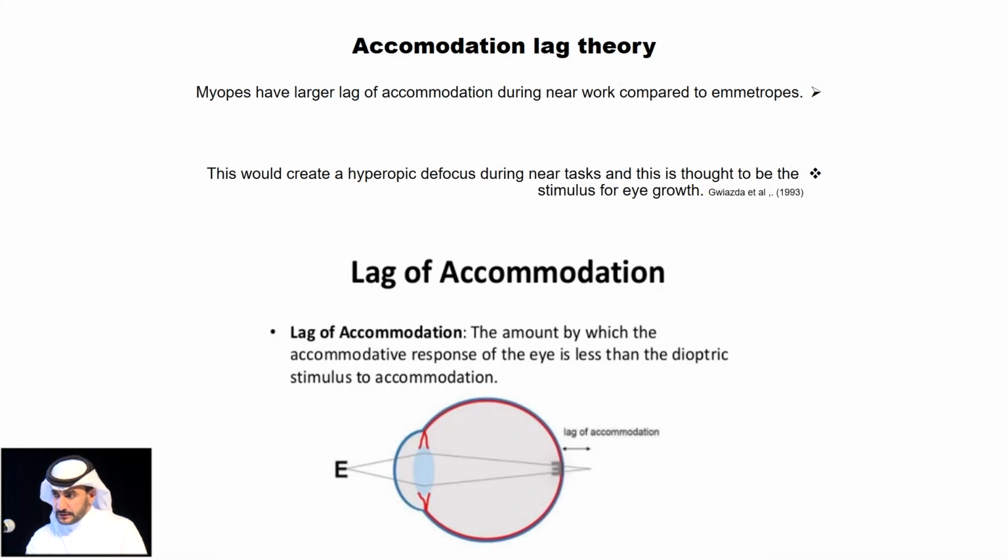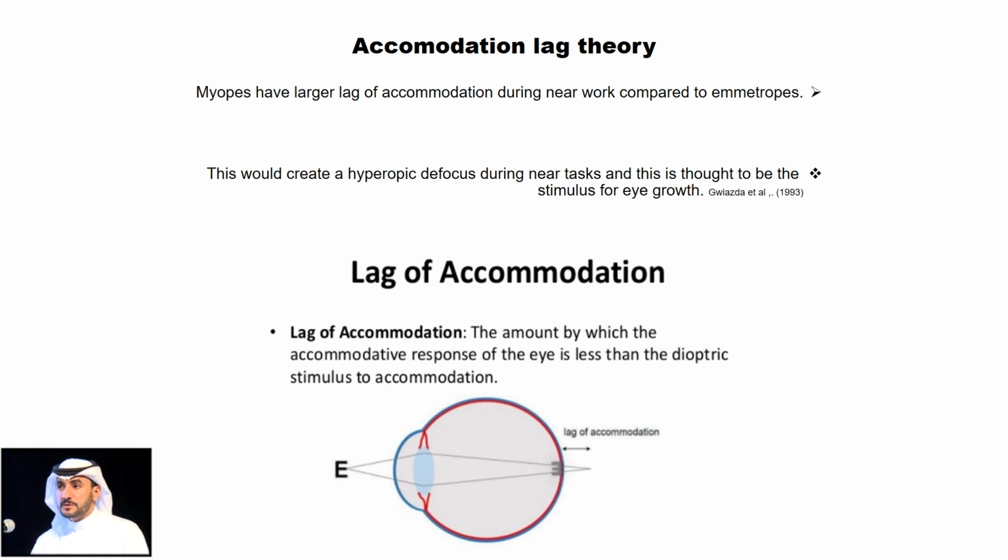The final theory is about lack of accommodation. Gwiazda in 1993 found that myopic subjects have a lack of accommodation during near work compared to emmetropic subjects. And this would create hyperopic defocus during near tasks, and this is thought to be a stimulus for eye growth. You see in the diagram the target when the patient is looking at near distance, for example, 50 centimeters. So he would require 2 diopters of accommodation. Gwiazda found that myopic subjects cannot produce 2 diopters of accommodation. It's like 1.5 or let's say 1 diopter.